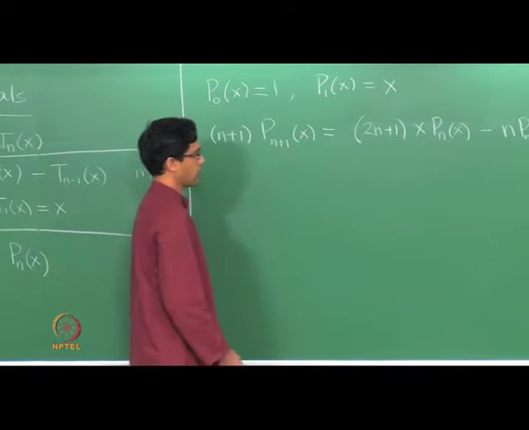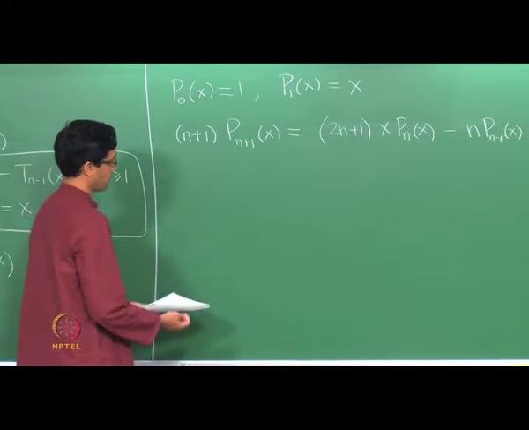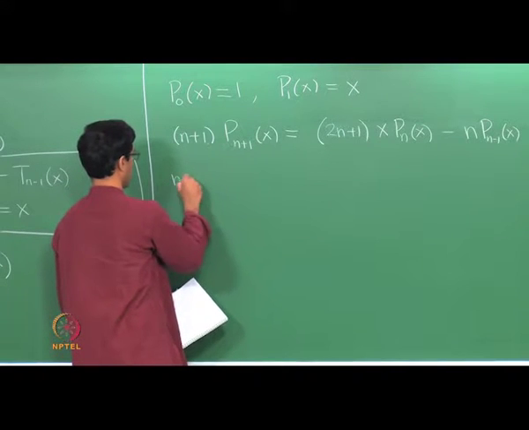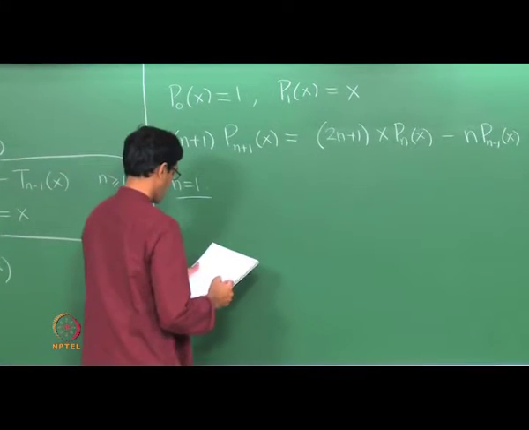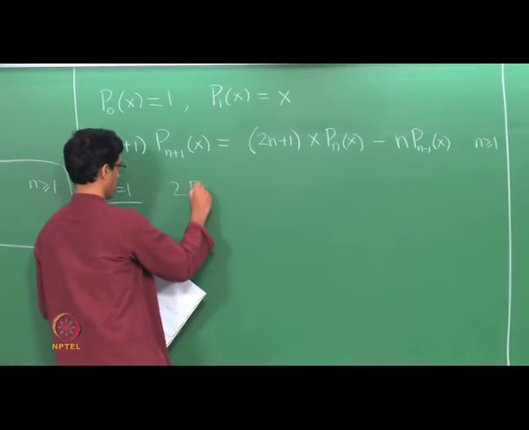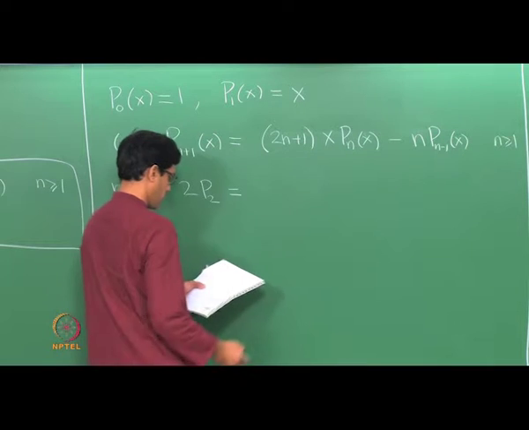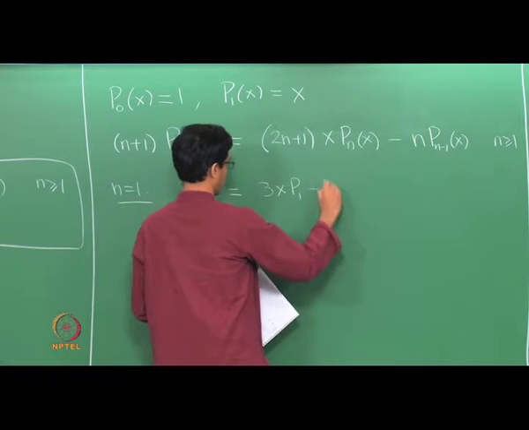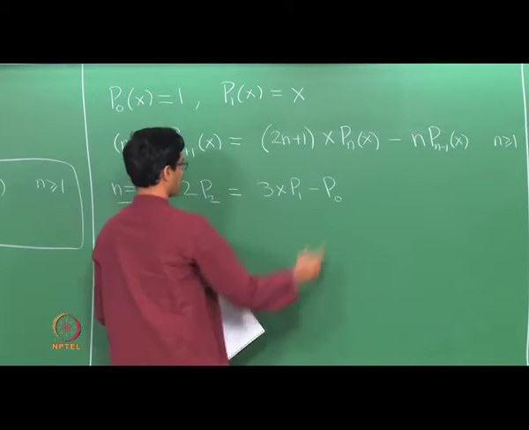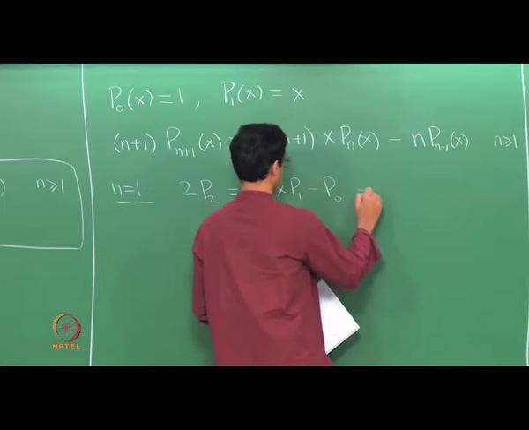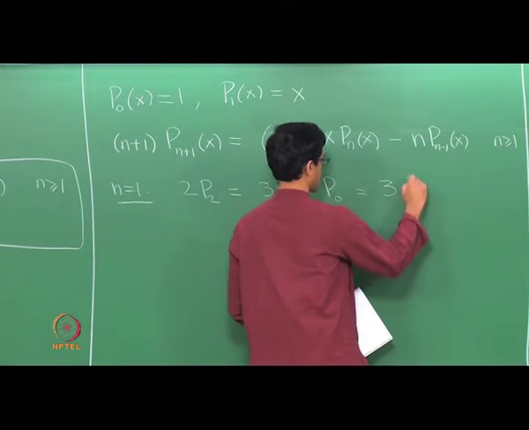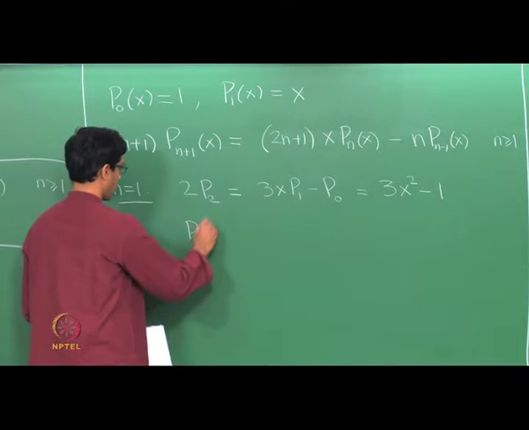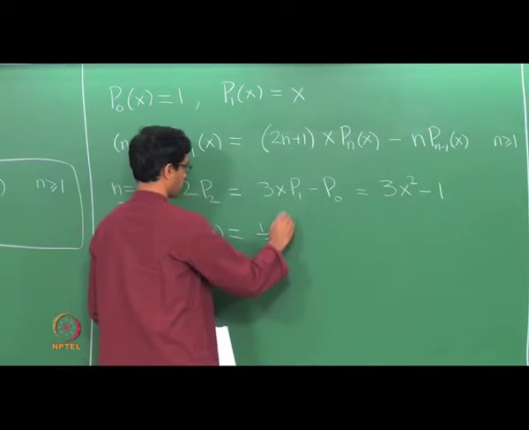Now let us just compute the first few of these to get a feel for what they look like. We already know P0 and P1, so let us put n equals 1 here. The equation becomes 2 P2. I will just suppress the x in the polynomial. So, 2 P2 is 3x P1 minus P0. What is the right hand side? P1 is x and P0 is 1. So, it is 3x squared minus 1. There is a 2 here. So, we conclude P2 of x is just half of 3x squared minus 1.